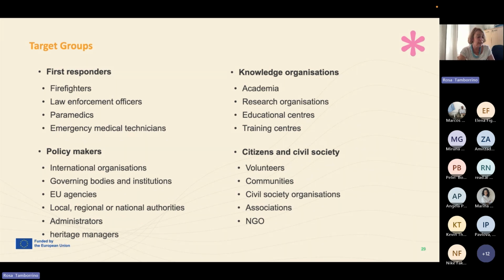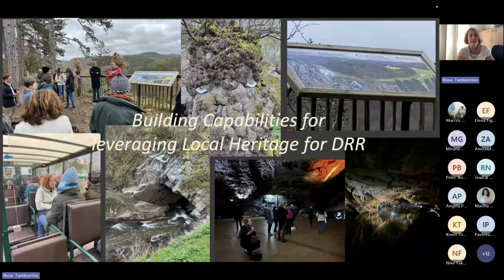It means that we consider relevant also the approach that allows us to go from research to practice, in order to implement our actions and our approach in the real world. And we provide a way, an approach, to build capabilities for leveraging local cultural heritage for disaster reduction. And I would like to say cultural and natural heritage.